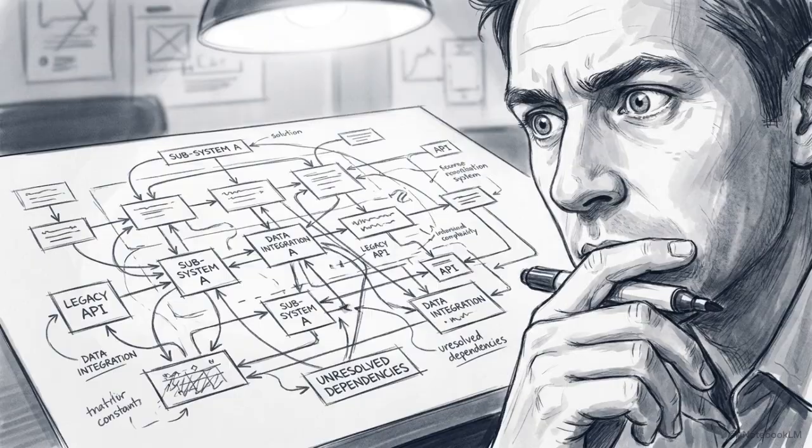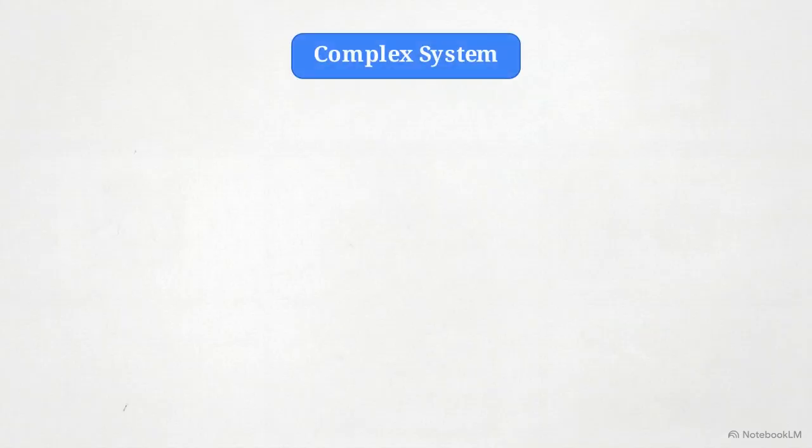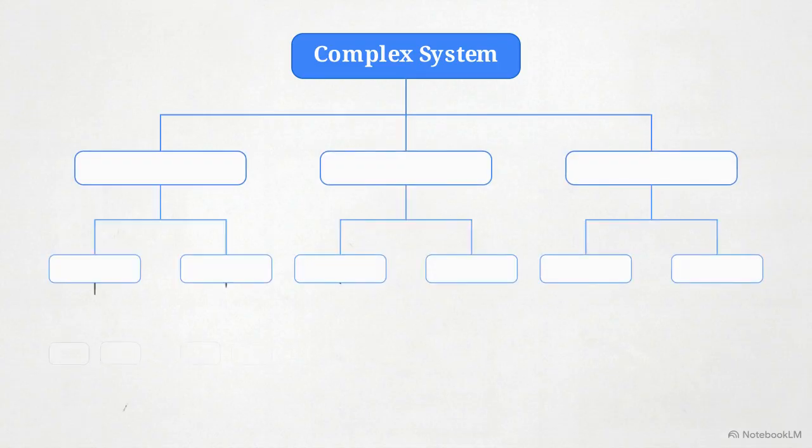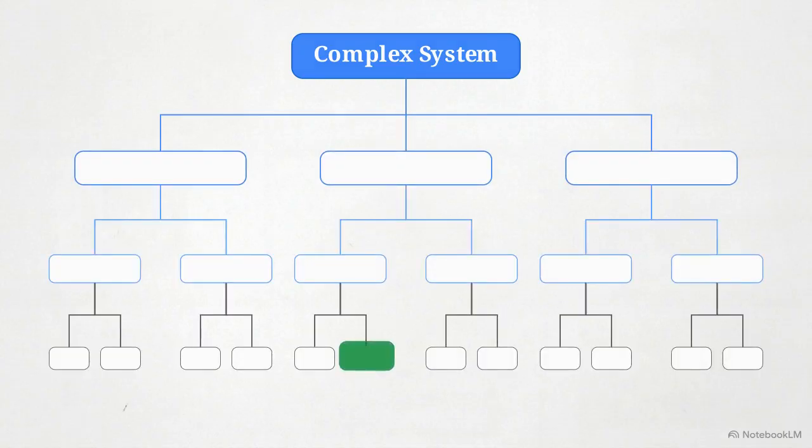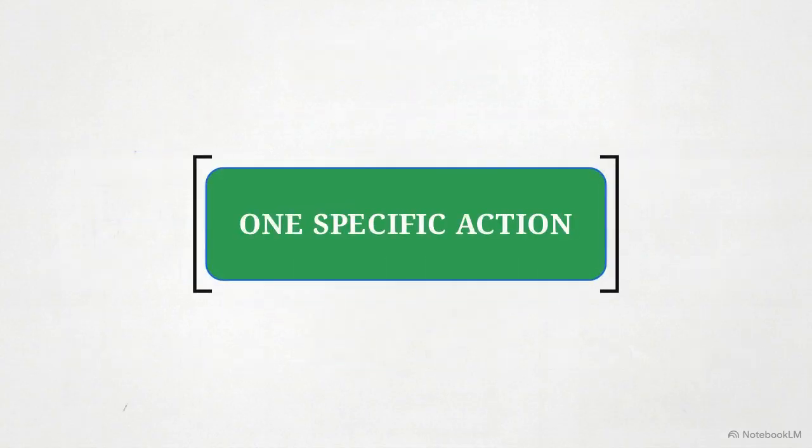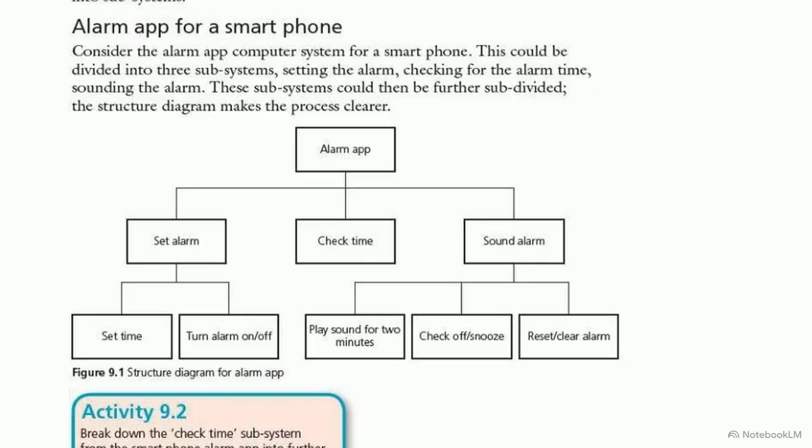You cannot stop dividing simply because the problem looks easier. The strict end condition for this process is that you must continue splitting the subsystems until every single node performs exactly one specific action. To visually map this hierarchical breakdown, engineers use a standard tool called a structure diagram. At the absolute top level sits your overarching system, an alarm app for a smartphone. The first level of refinement divides that main app into its core subsystems: setting the alarm, checking the time, and sounding the alarm.